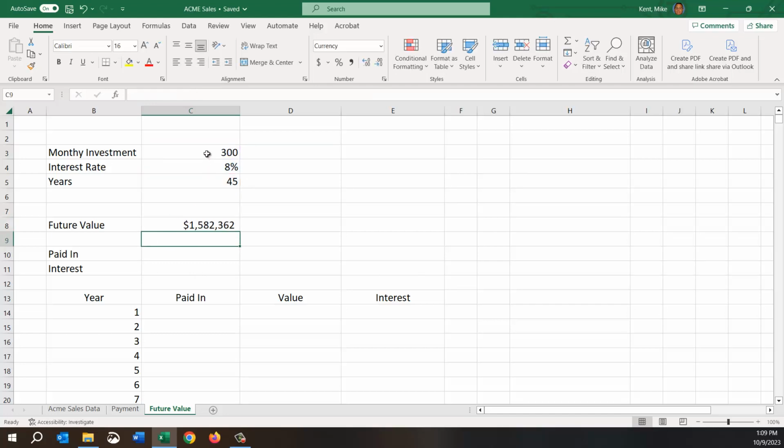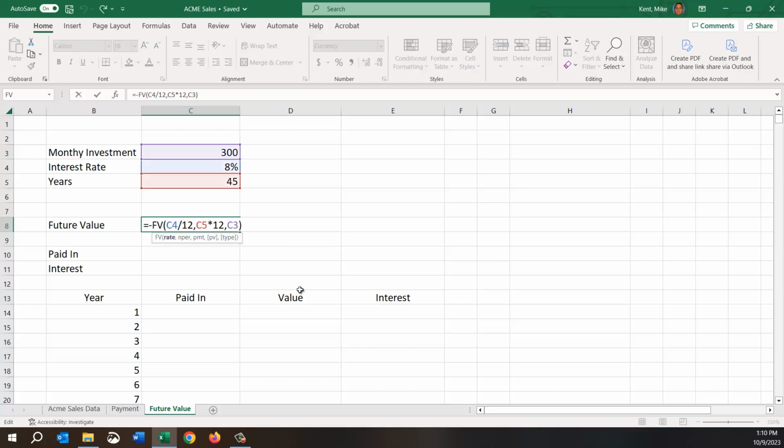So it says if I put in $300 a month at 8% interest every year until I get to retirement age of 65, I will have almost $1.6 million. So that's pretty good. You take your Social Security, your other stuff, if you get any pensions, and $1.5 million, I think you could retire pretty well.